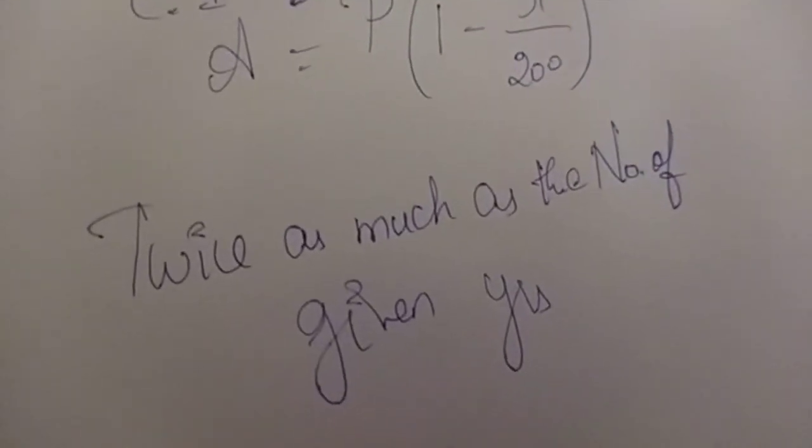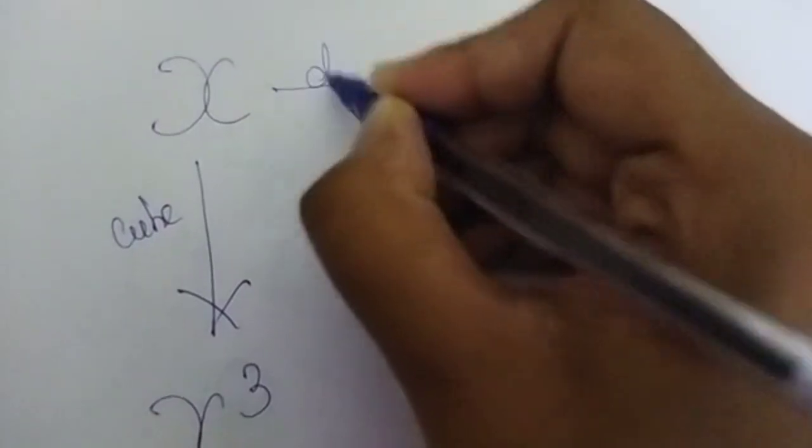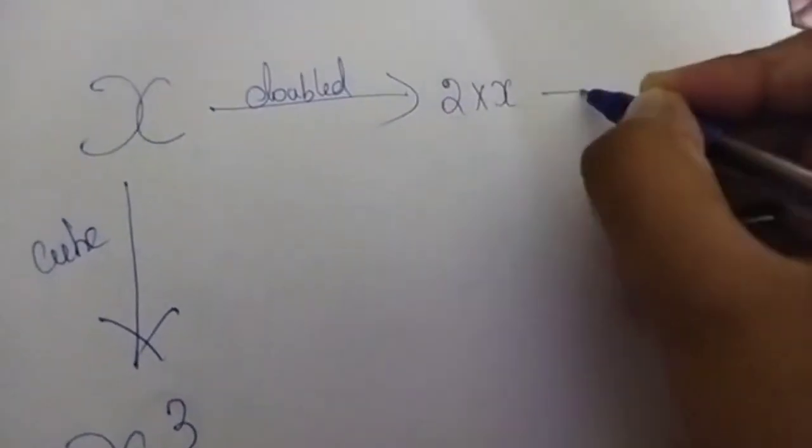Next one, if a number is doubled, then which of the following is correct statement? Its cube is 2 times given number, its cube is 3 times given number, its cube is 6 times the given number, and its cube is 8 times the cube of given number. So let me take the number x. Cube of x is x cube. And if x is doubled, I am doubling the given number, doubled means 2 into x, that is 2x.